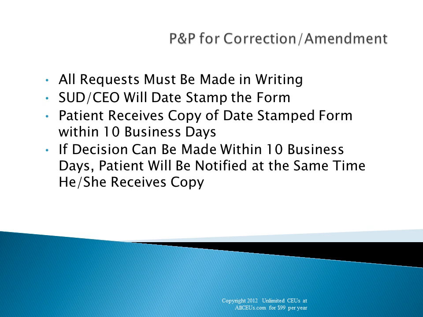All requests for correction or amendment of a record must be made in writing. The CEO or risk manager will date stamp the form. The patient receives a copy of the date-stamped form within 10 business days. If a decision can't be made within 10 business days, then the patient will be notified at the same time he or she receives a date-stamped copy of the form. If it takes longer to make a decision about whether you're going to amend the health information, then you will need to provide a separate notification of the results.